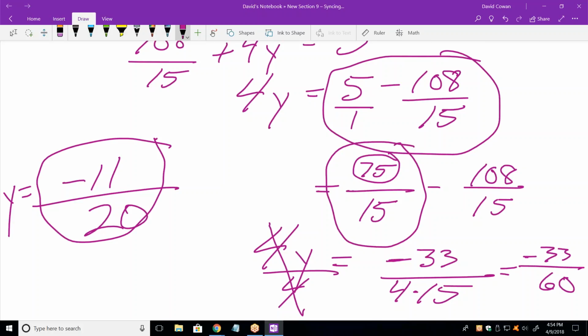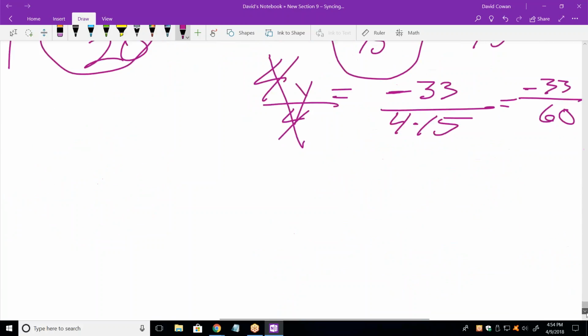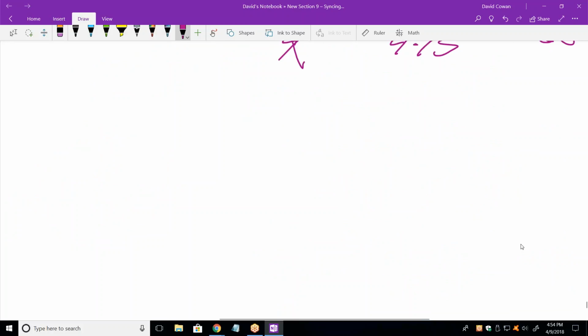So that was at most complicated arithmetic. I somewhat understand it. Go back to the beginning. Add these two fractions.